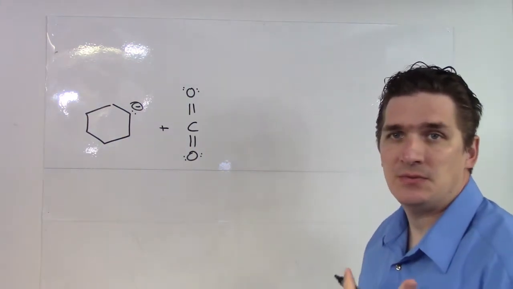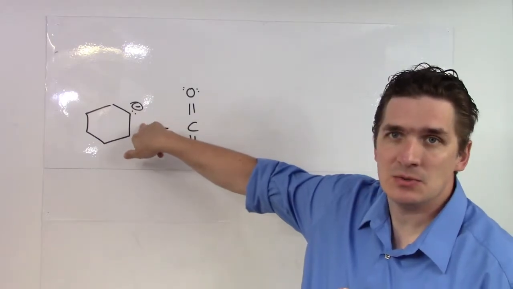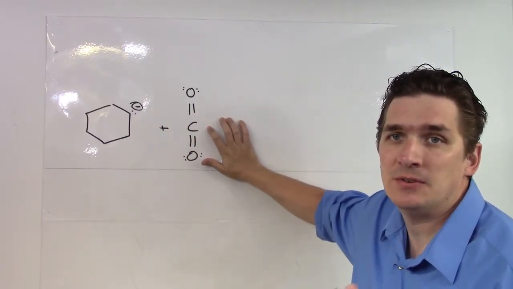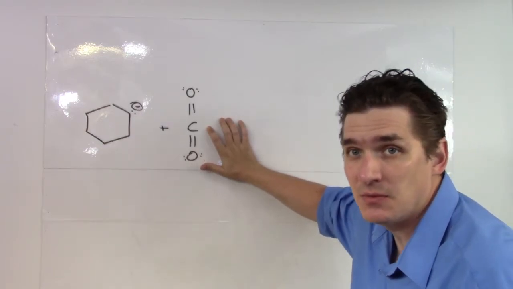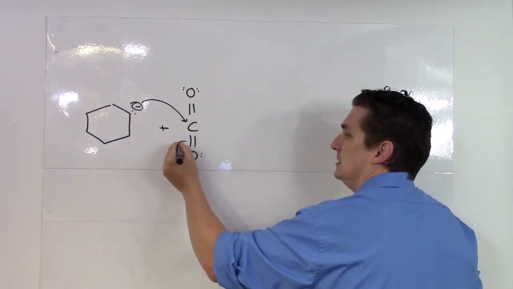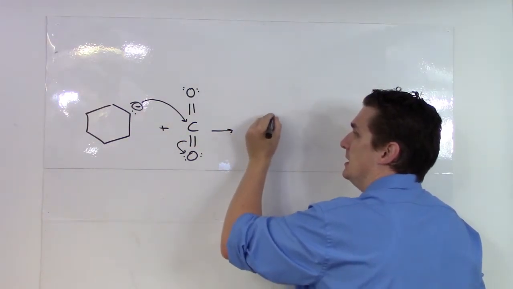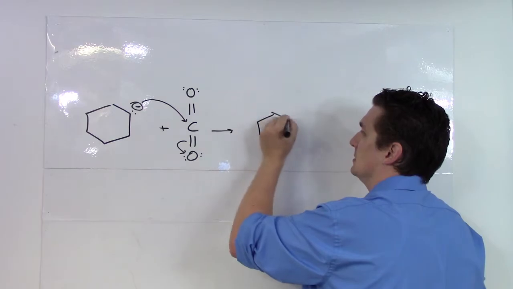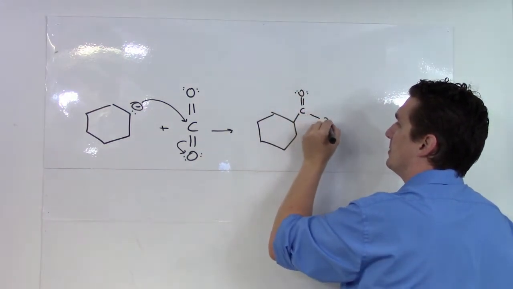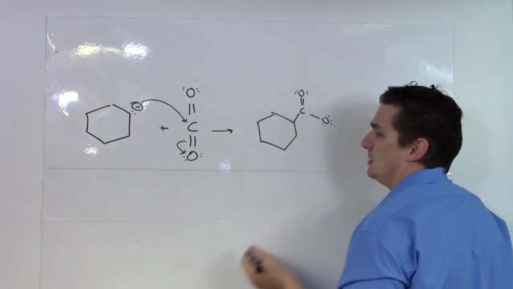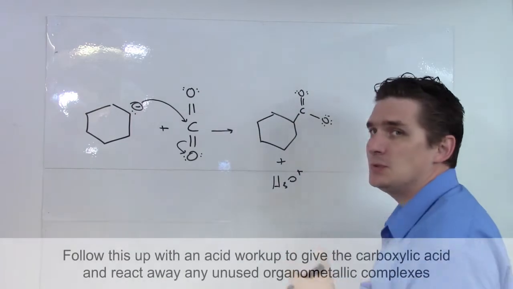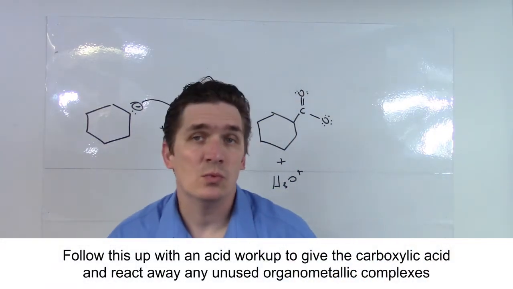So what will happen is, if we look at the negative and the positive, we've got a negative source here. We have a very good nucleophile. And we have a carbon here in a very, very positive oxidation state, in this case +4. So the carbanion will attack the carbon, knock our bond down, and we will end up with a carboxylate ion. Now we're going to follow this up with an acid workup, and this will give us the carboxylic acid.